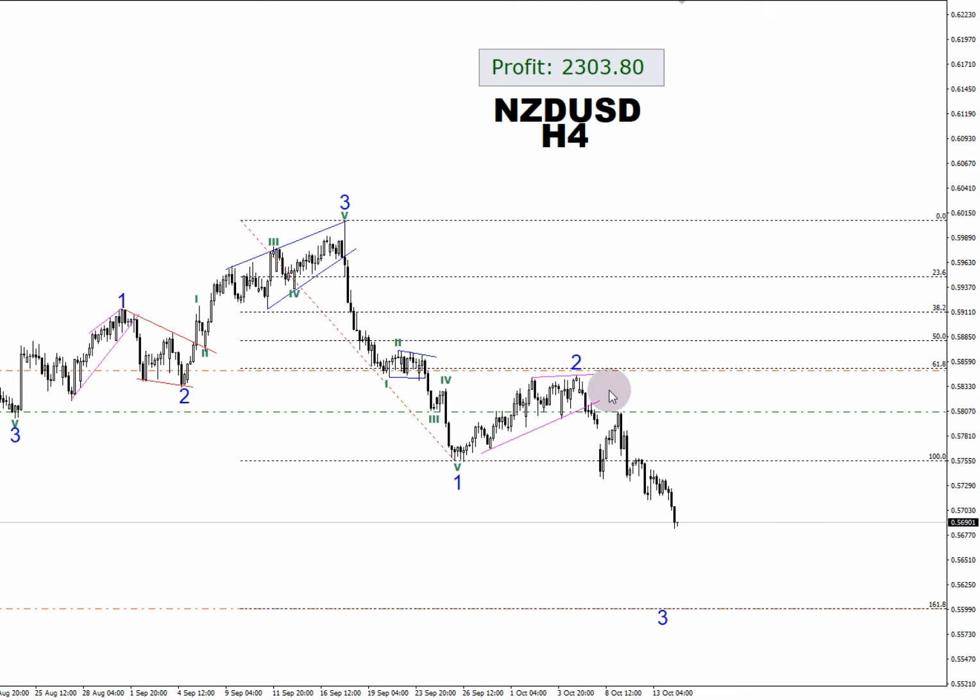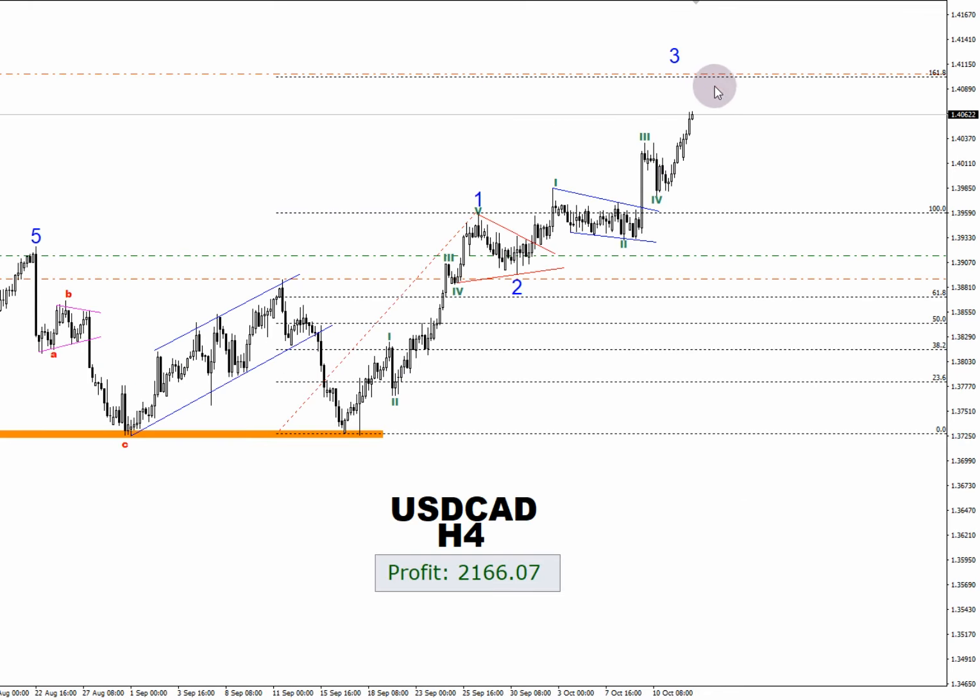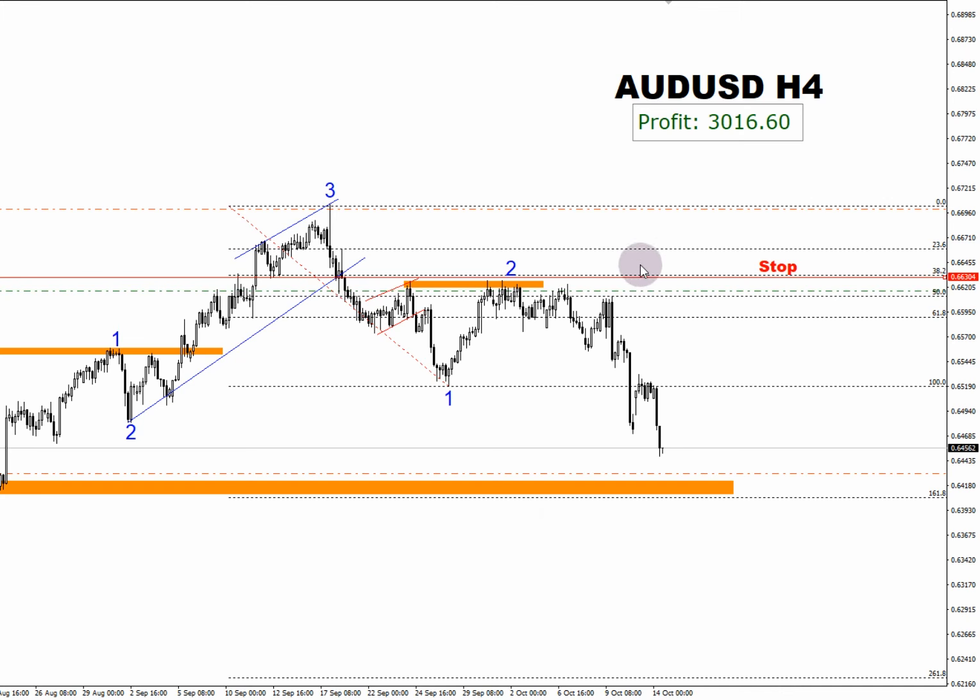The New Zealand dollar is also falling. We are working on the third wave here. Here we have a profit of 4,200, bringing us to around 20,000 total. The Canadian dollar is currently at an impressive 2,722, while the Australian dollar is also nearing take profit levels at approximately 3,700. For the 6 currency pairs we're tracking, if all of them reach their take profit targets, we could see an overall profit of about 25% with a manageable risk of just 1%.